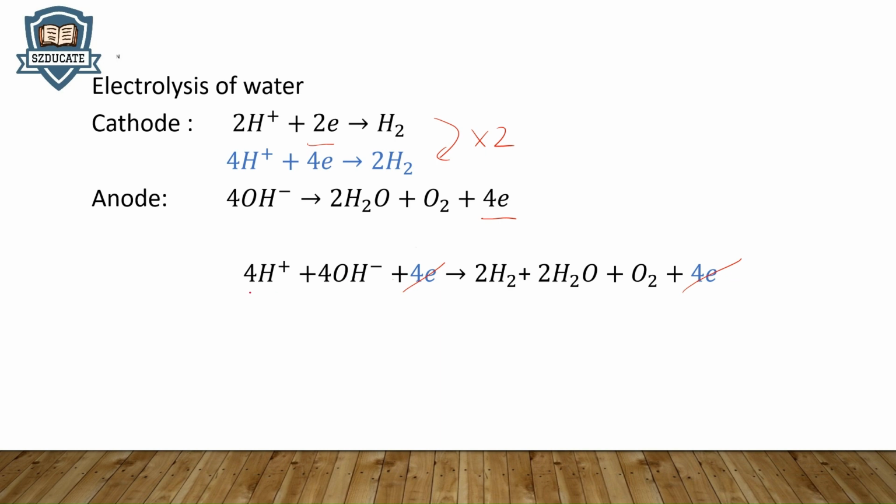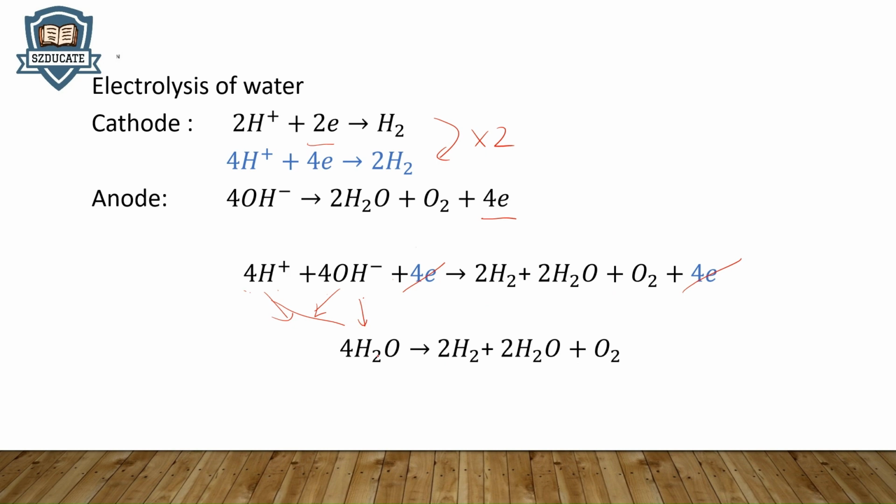Then look here, 4H+ and 4OH-. See that in your original electrolysis experiment, the H+ comes from the water. Your OH- also comes from the water. In this case, you combine them together. That's why I wrote them as 4H2O. And the right side there's nothing to combine, so I'll just leave it as it is.